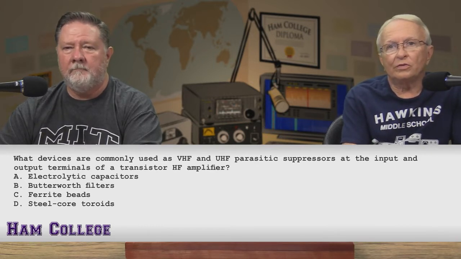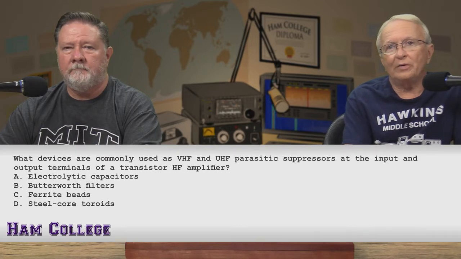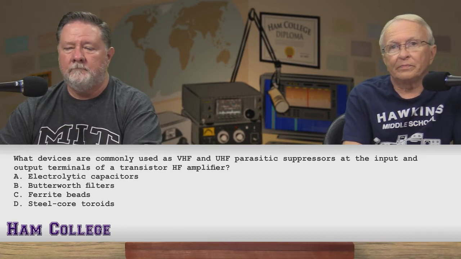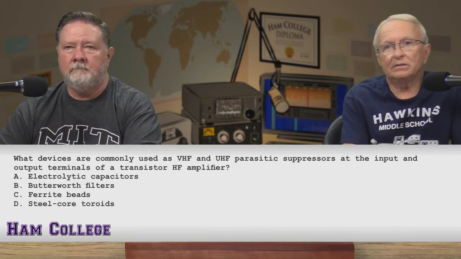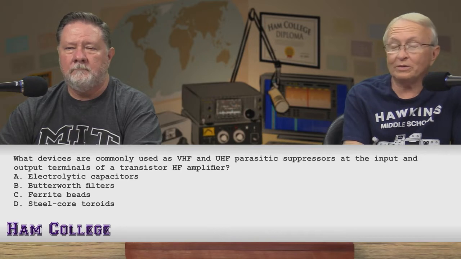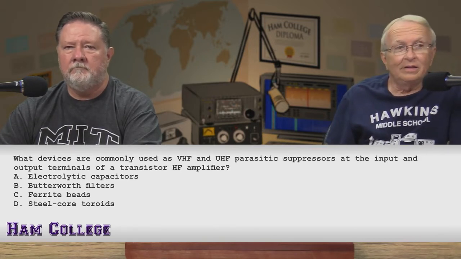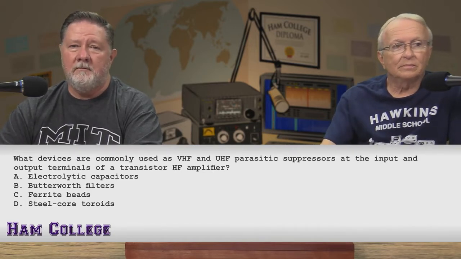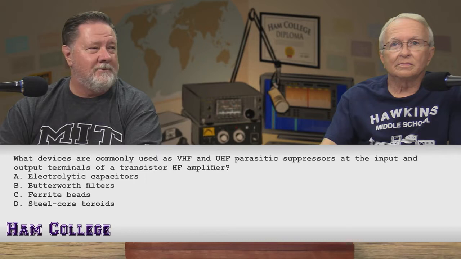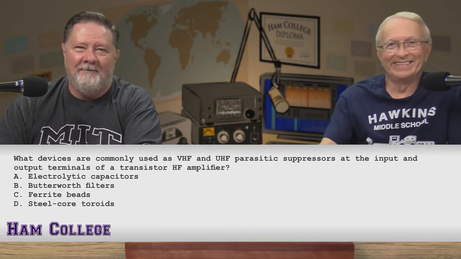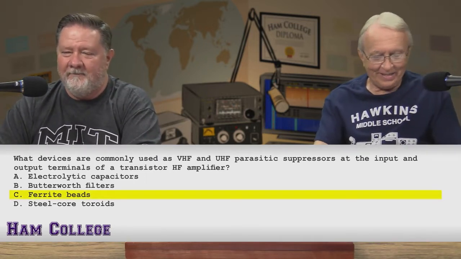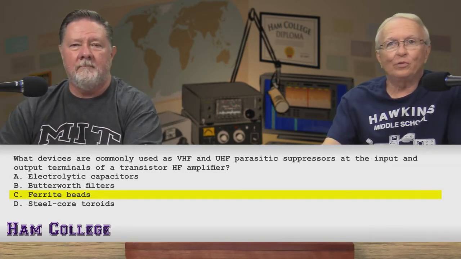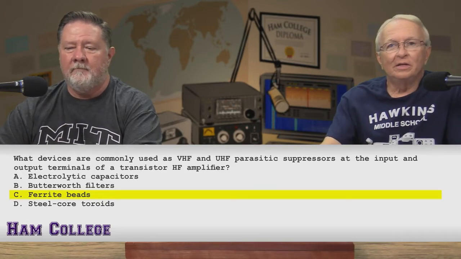Ferrite beads or steel core toroids? Well, we know ferrite is better out of the two. So I'm going to say it's C, ferrite beads, just because I've seen it. Everyone in the chat room is saying C. Well, that's what I would have picked also. So that might tell you you might want to change your answer. I'm just kidding. No, I think that's right. And it is.